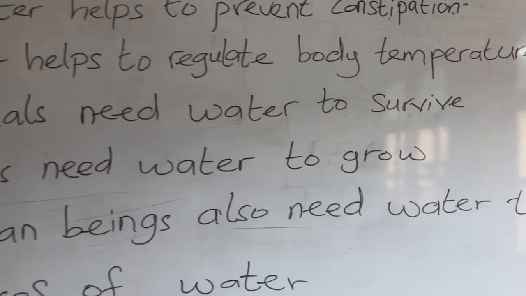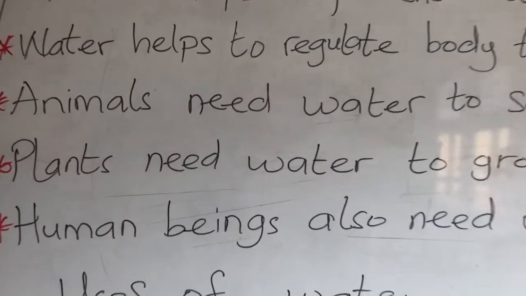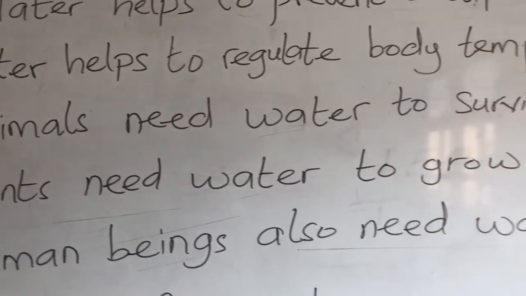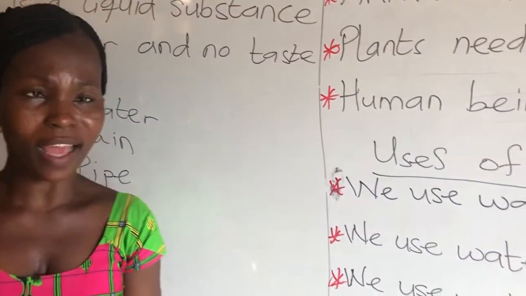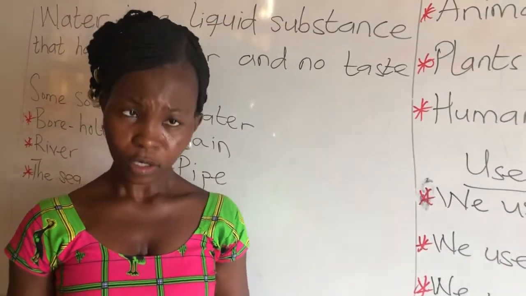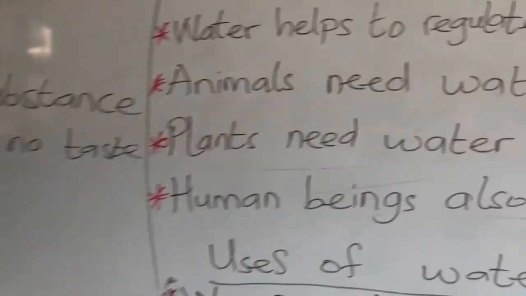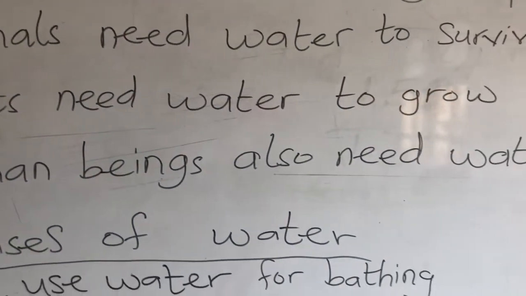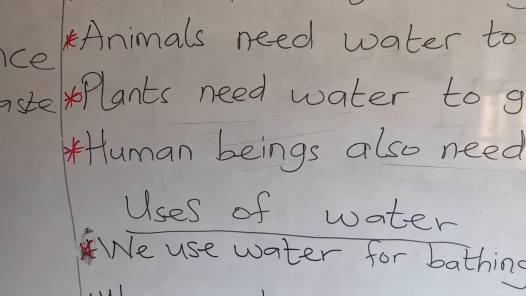As I said, plants, animals, and we humans, we all need water to survive. Plants also drink water. Those who have cats, the domestic animals, your pets in houses, hope you give them water to drink. Yes, good. Plants need water to grow, as I said. Plants, they need water and sunlight to grow.